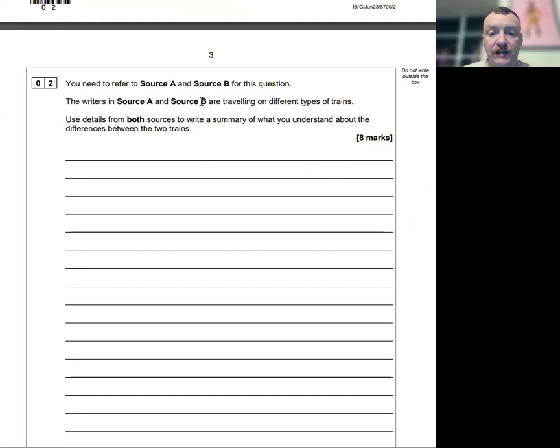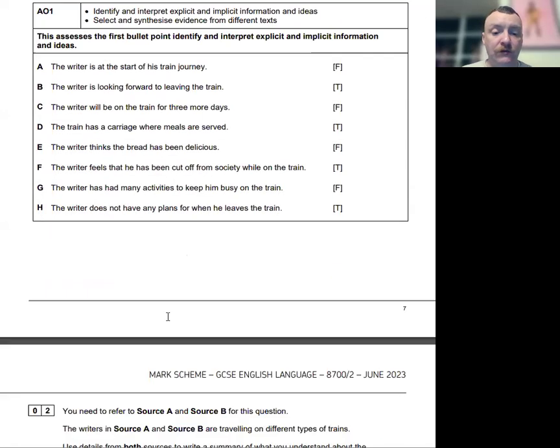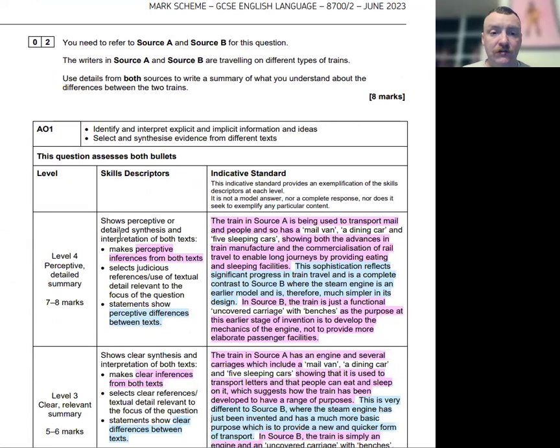So the writers in source A and source B are traveling on different types of trains. It's really imperative that you also signpost from which source you've taken your references from. So make it clear that it's source A, clear that it's source B. And I will show you now what a top level response to this question has looked like.